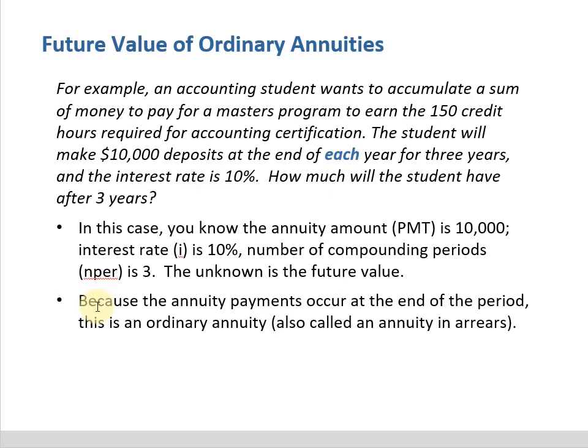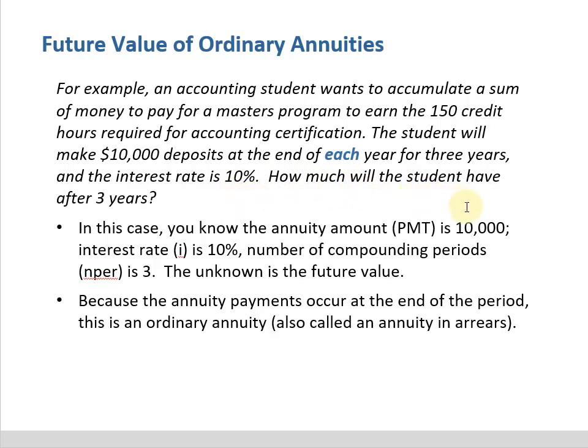Well, let's start with a really simple example here. We have an accounting student. The student wants to accumulate enough money to pay for a master's program and earn the 150 hours that are required for accounting certification. The student's plan is to make $10,000 deposits at the end of each year for 3 years. So we recognize that as an annuity. We have 3 $10,000 deposits at equal intervals. The interest rate that the student thinks can be earned is 10%, and the question is, how much will the student have after 3 years?